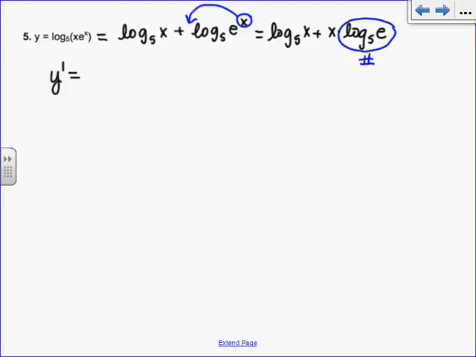So when I take the derivative, I have log base 5 of x, which is going to be 1 over x natural log of 5. Got that one. And the other one's just going to be log base 5 of e. Done.